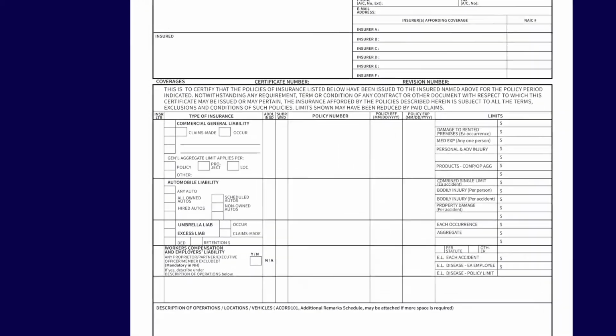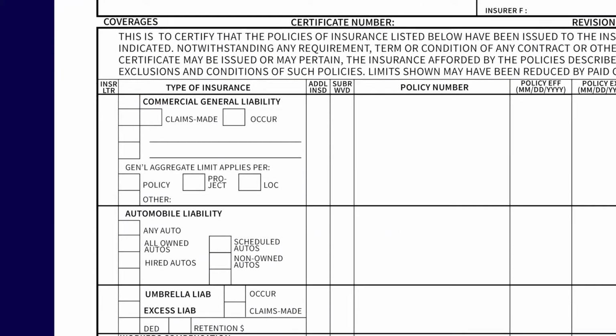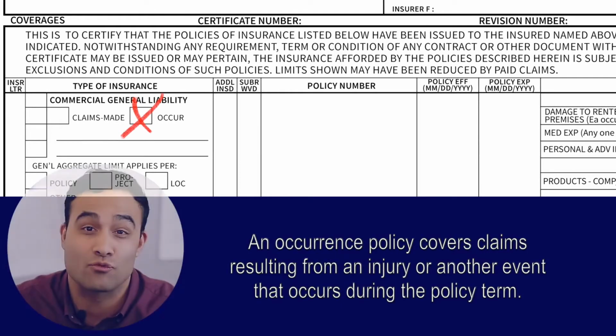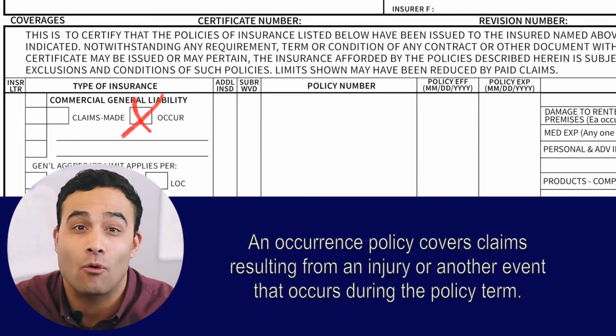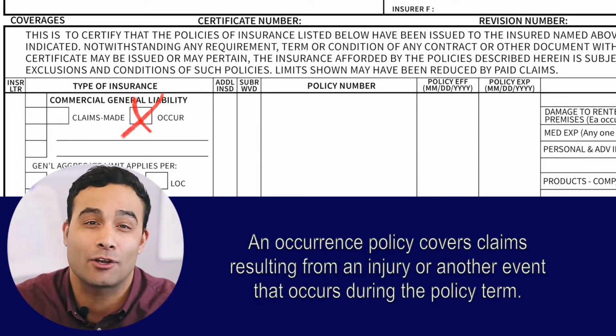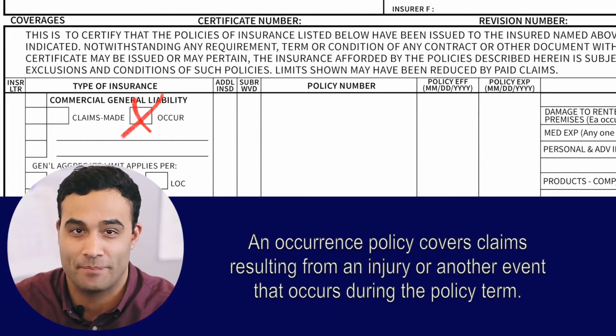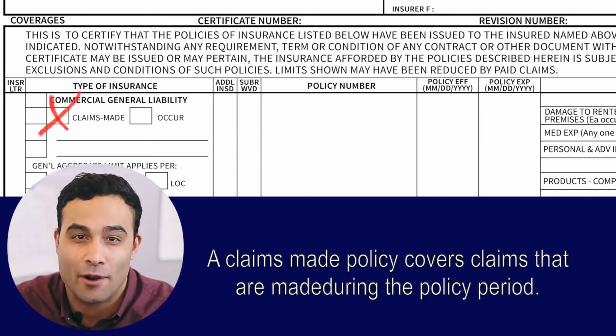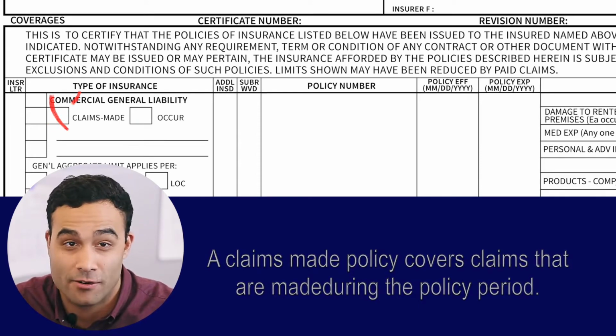Number 8, an X in the claims made or occurrence box indicates the type of GL coverage. An occurrence policy covers claims resulting from an injury or another event that occurs during the policy term. A claims made policy covers claims that are made during the policy period.